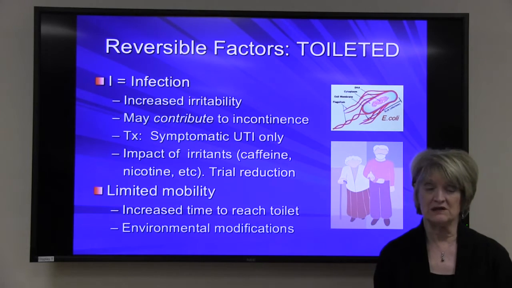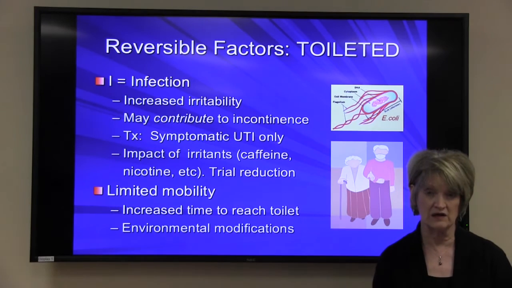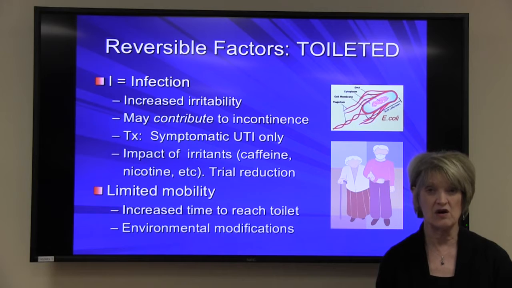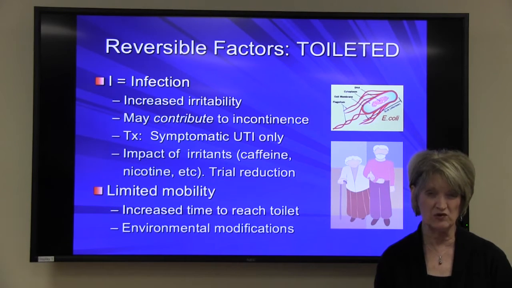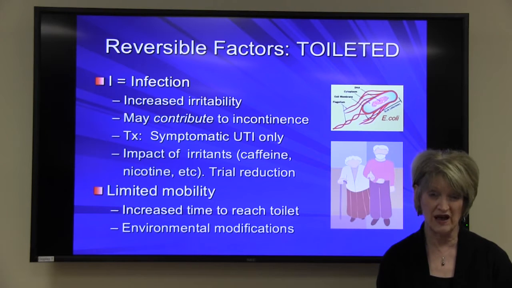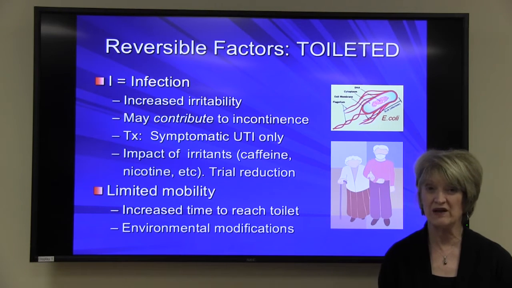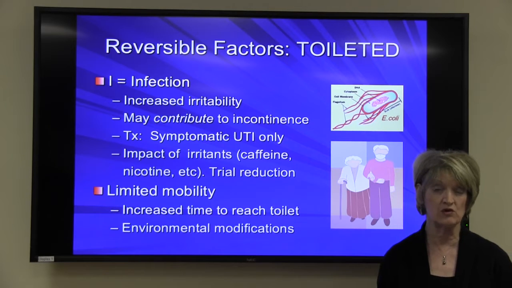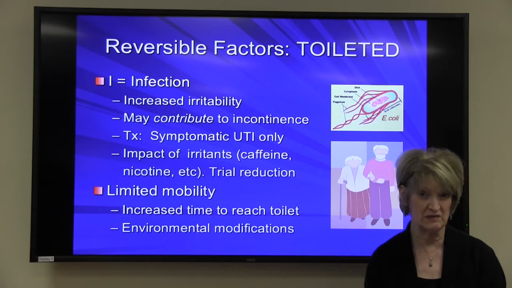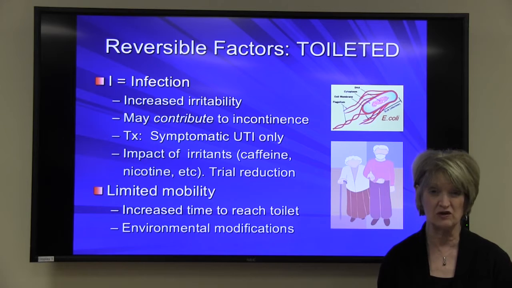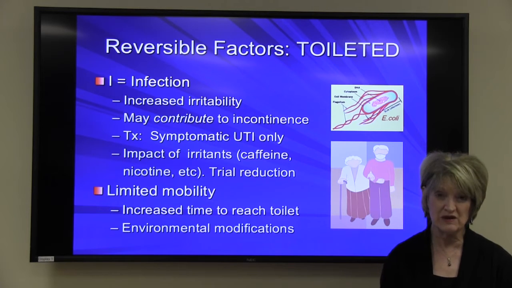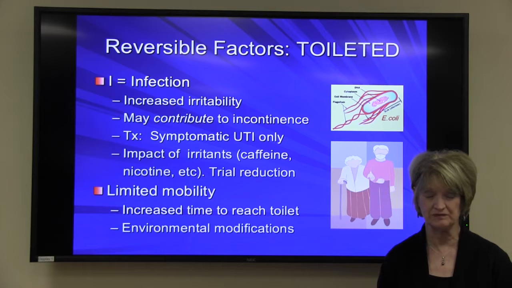The I in toileted is for infection. Now, infection does not cause urinary incontinence, but it can be a contributing factor. For any of you, if you had a urinary tract infection, it would cause you frequency and urgency, but it would not cause you to have leakage. However, what if you were older? And what if you were less mobile and it took you longer to get to the bathroom? Then if you add frequency and urgency to that mix, yes, it could contribute to leakage. So it's a contributing factor, not a causative factor.